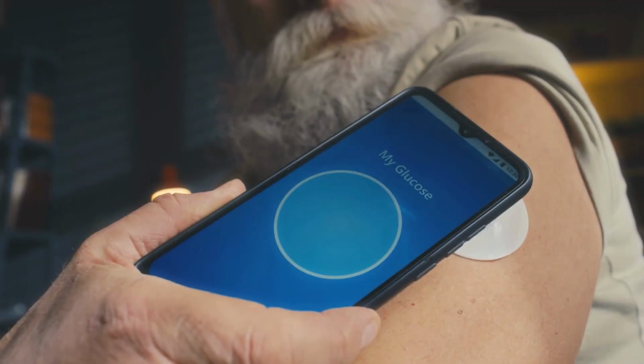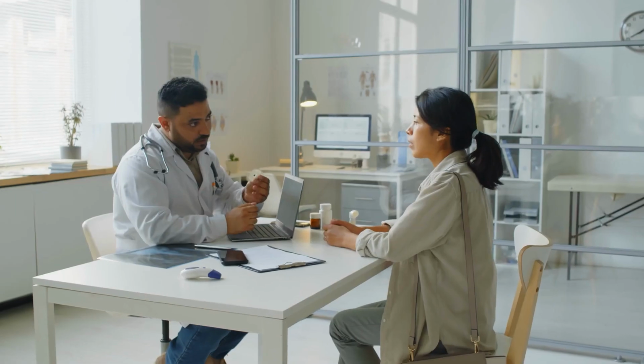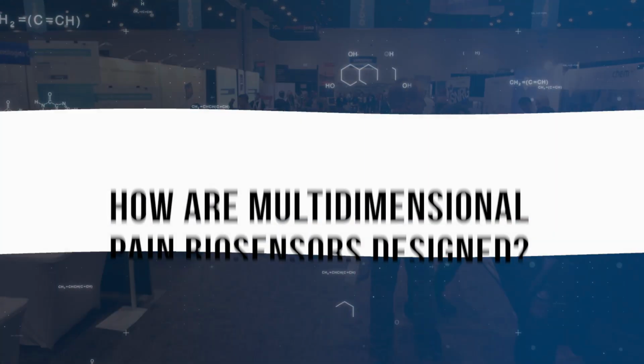For example, we have devices like glucose monitors that help to measure objectively the level of glucose in people's blood. Why is it that we cannot look at biomarkers of pain and design similar devices to help us assess pain? And that is the reason for my work in pain biosensors.